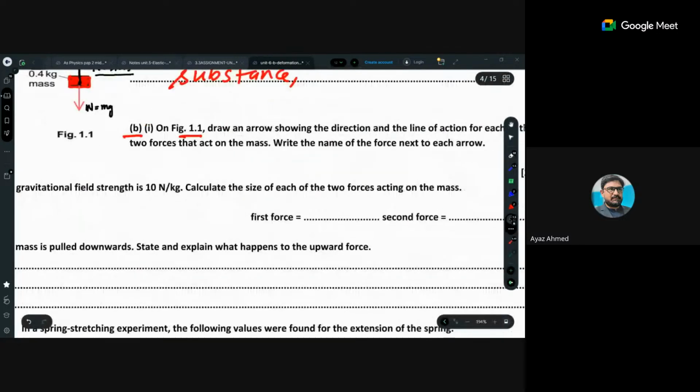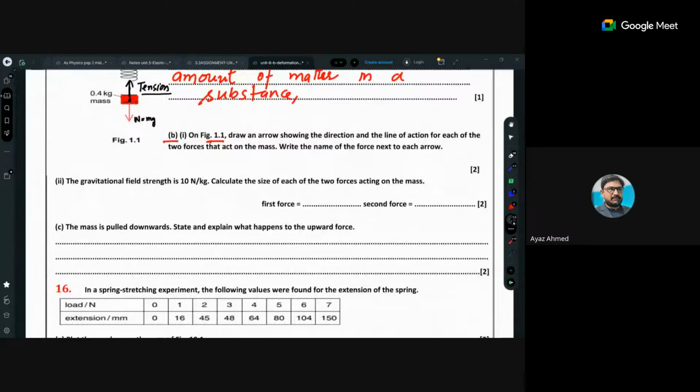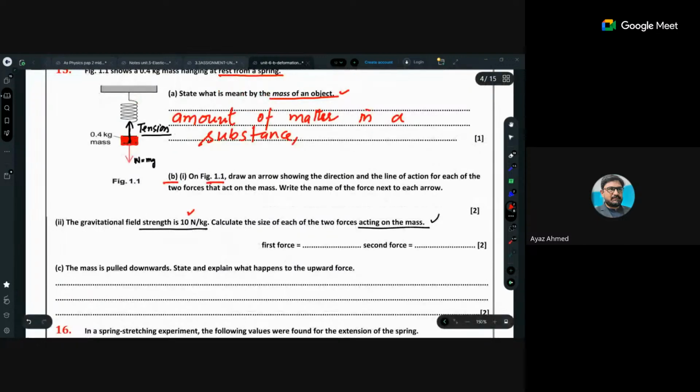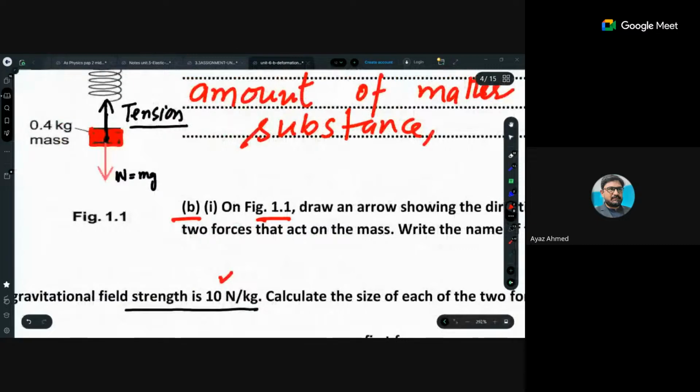Next. Okay, the gravitational field strength is... Okay, yahan pe dekho usne mention kar diya hai. Ek purana question hai, that's why it is 10. Then calculate the size of each force acting on the mass. If gravitational field strength is 10, you have to calculate each force. I have written the formula for one. So W is equal to mg. So first I have to calculate W.